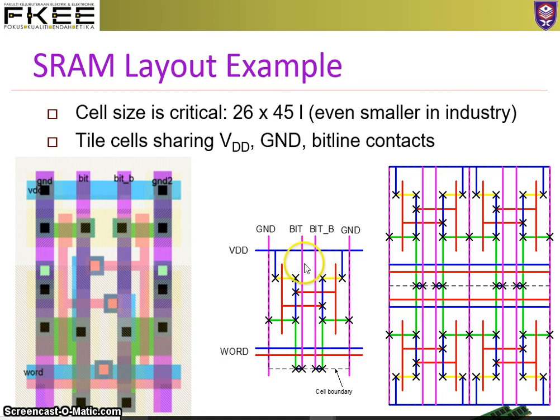This is just for 1 bit, so you have an inverter, and then you have another transistor over here. So this is the actual layout, and this is for 4 cells, 1, 2, 3, 4. We have 4 cells over here.